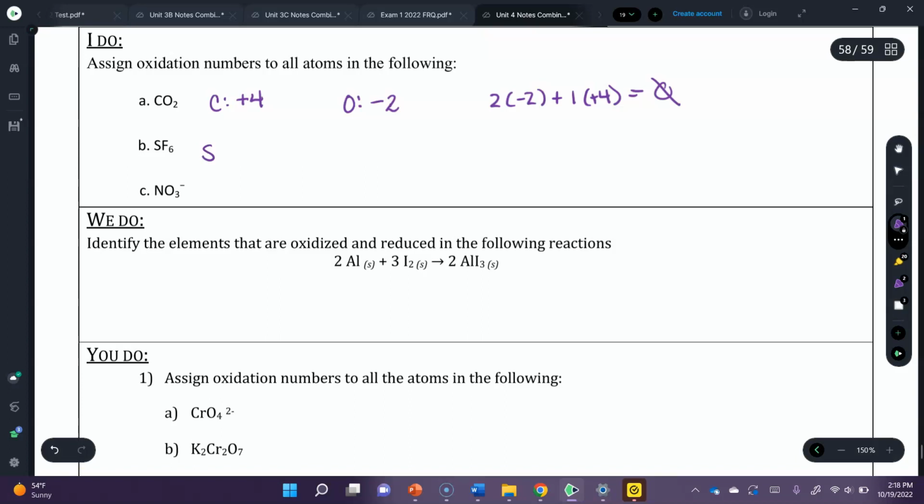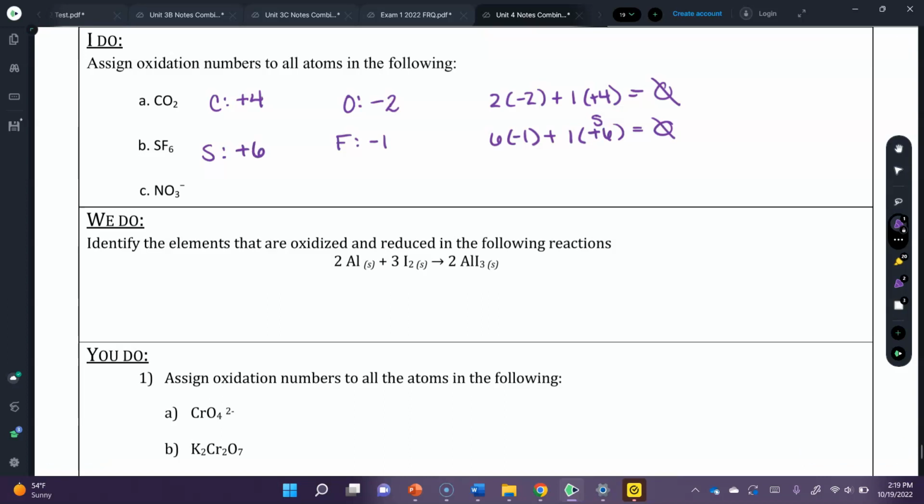Looking at our next one, we have sulfur and fluorine. Fluorine being more electronegative is -1. So we have 6 -1 charges plus 1 unknown, and that has to add to 0. If we were to solve for sulfur, we would see that that has to be positive 6. So that way these both cancel out in their oxidation numbers.